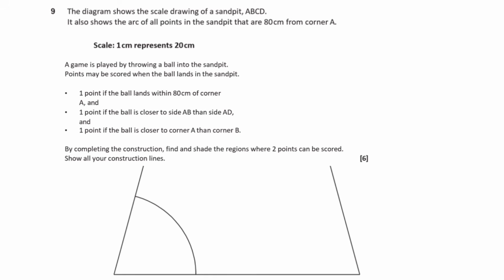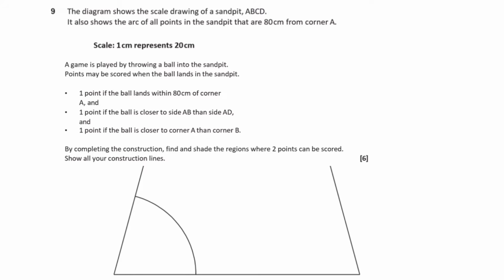Question 9. The diagram shows the scale drawing of a sandpit ABCD. It also shows the arc of all points in the sandpit that are 80 centimeters from the corner A. We're told that the scale is 1 centimeter represents 20 centimeters. A game is played by throwing a ball into the sandpit. Points may be scored when the ball lands in the sandpit. 1 point if the ball lands within 80 centimeters of corner A, and 1 point if the ball is closer to side AB than to side AD, and 1 point if the ball is closer to corner A than it is to corner B.